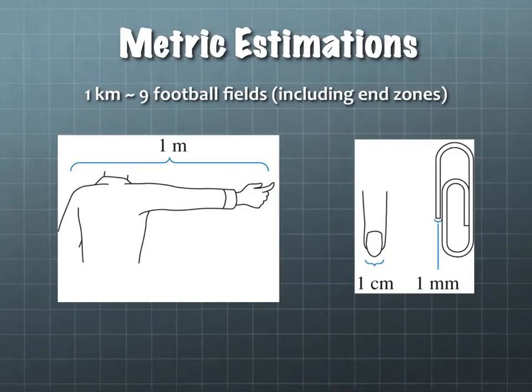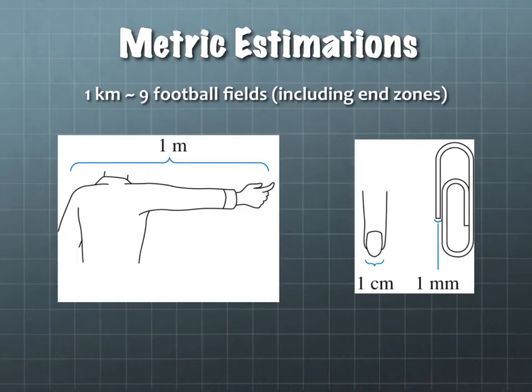1 kilometer is approximately 9 football fields, including end zones. It's a little more than half a mile as well. So you have in your mind, we think in terms of miles, right? We do. So that's another one.